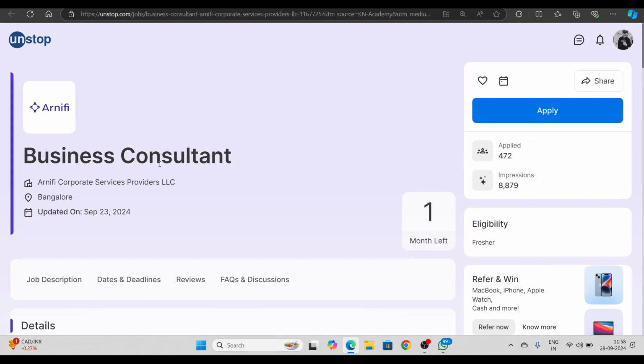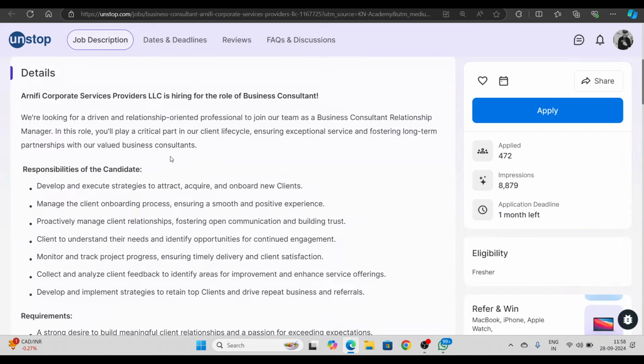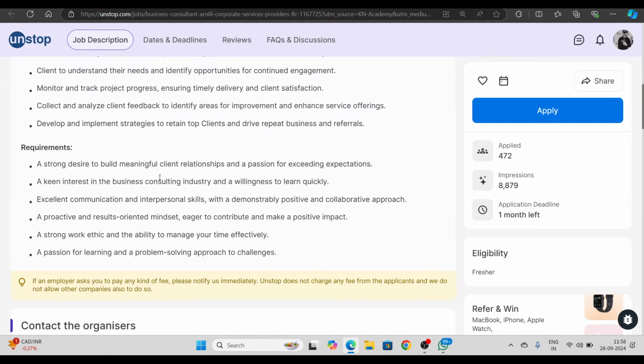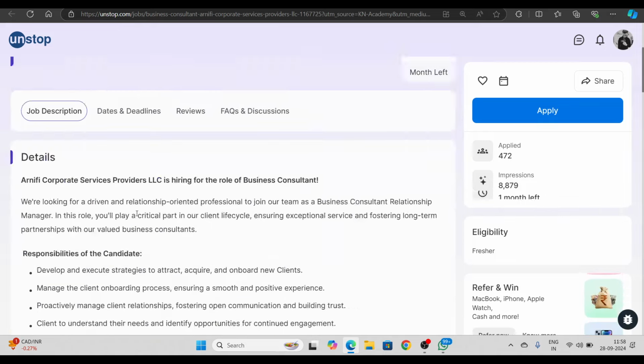Then we have the next hiring opportunity, that is from Arnifi. They are hiring for business consultant. This job opportunity is also for the 2024 batch, so you can try to apply, guys. All the basic requirements are mentioned here, which you can read and try to apply.